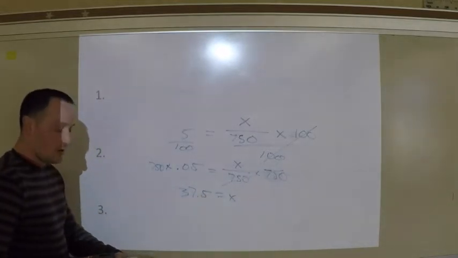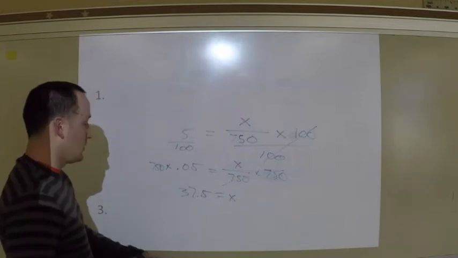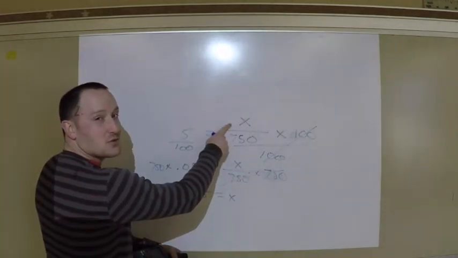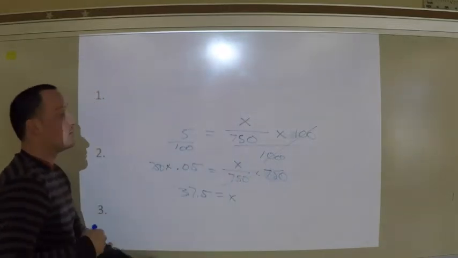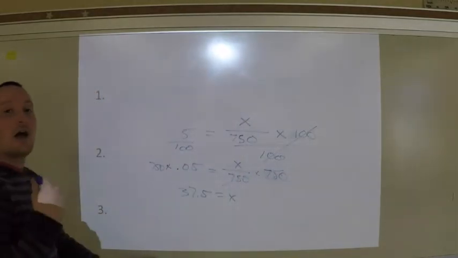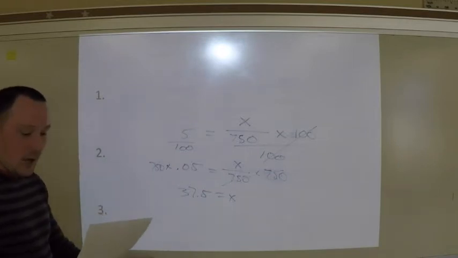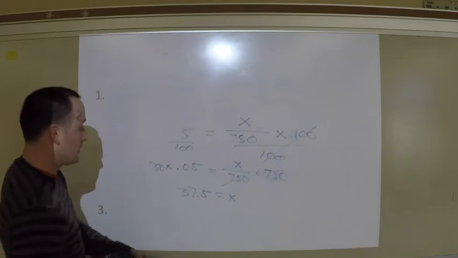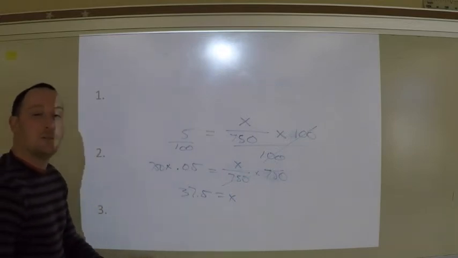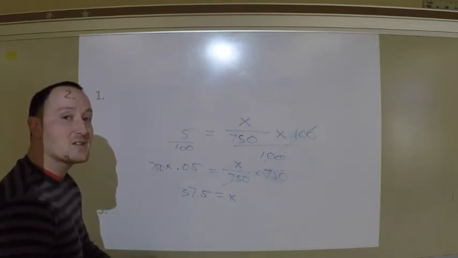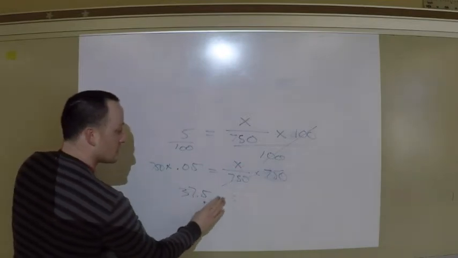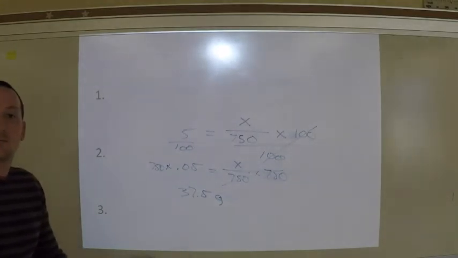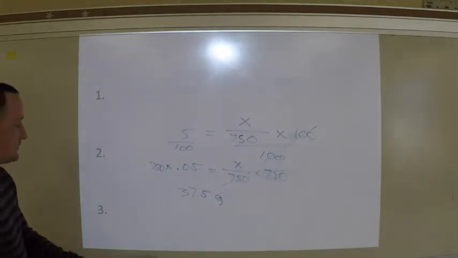Now, again, I always tell you, what does that X mean? Well, remember what's on the top of the mass percent equation? It's mass of solute. And the question asked me how much acetic acid must be in a 750 gram solution. Because that X stands for mass of solute, this is going to be how many grams of acetic acid I would need. Alrighty? Let's go to the next problem.